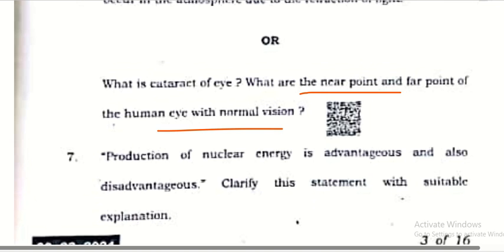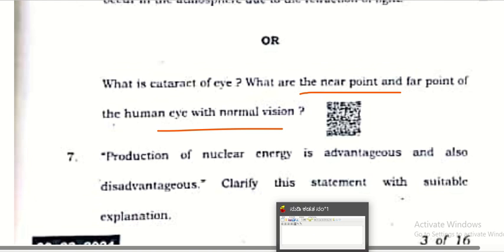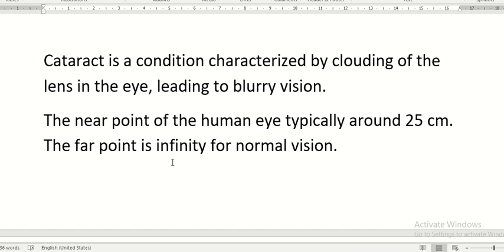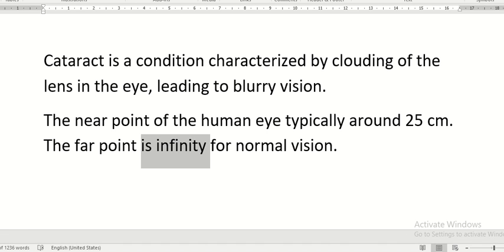What is cataract of the eye? What are the near point and far point of the human eye for normal vision? So here we will increase the size. Okay, so the answer is: cataract is the condition characterized by the clouding of the lens in the eye leading to blurry vision. The nearest point of the eye is around 25 centimeters, and the farthest point is infinity for normal vision. So these are the two answers.